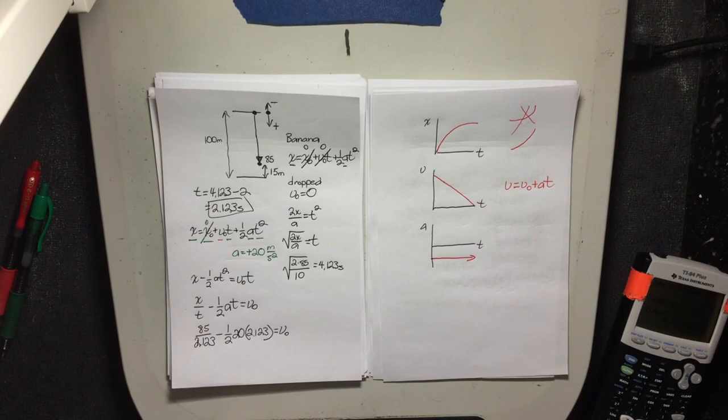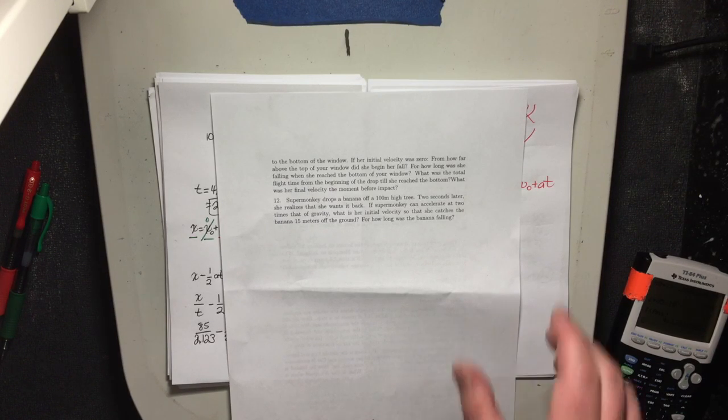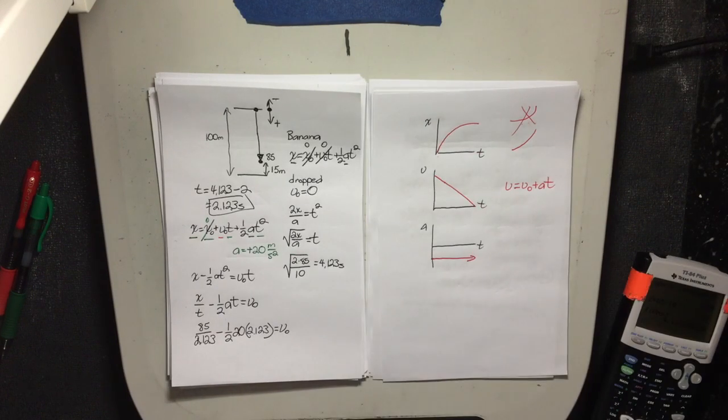Where did you get the acceleration? Does that say positive 20? Mm-hmm. Okay. In the problem, once again, the advice is read the question. In sentence 3, if Super Monkey can accelerate at 2 times that of gravity, so her acceleration is 2 times 10, or 20. And so that's where the 20 comes from.